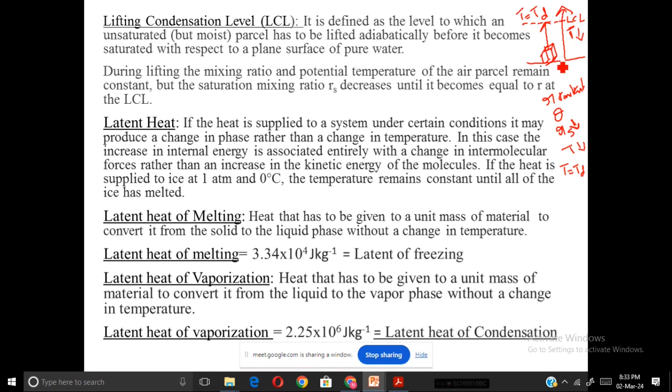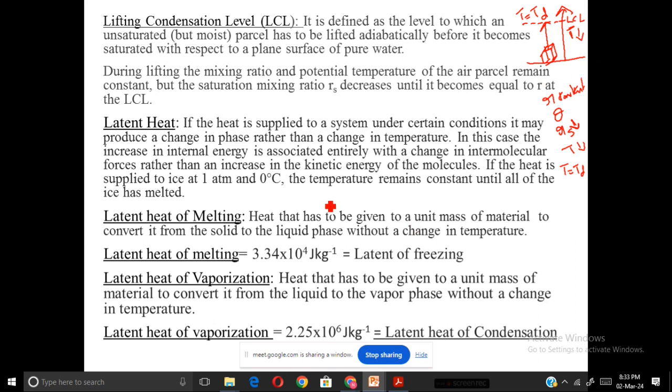So as we are vertically lifting the air parcel, the temperature of the parcel is reducing. The mixing ratio and potential temperature remain constant. Saturation mixing ratio is reducing. Actual temperature is also reducing. And once it reaches the lifting condensation level, R will become RS, T will become the dew point temperature, and that level is known as the lifting condensation level. I hope it is clear.